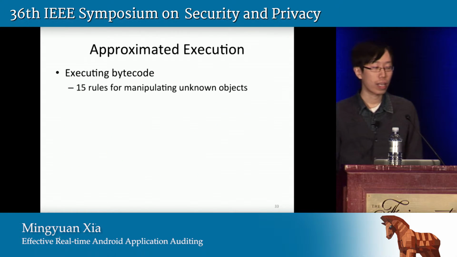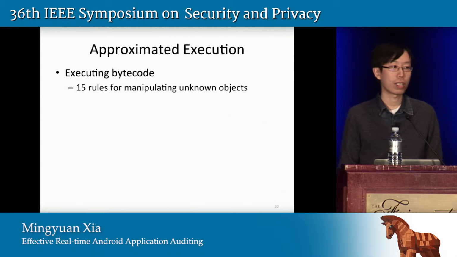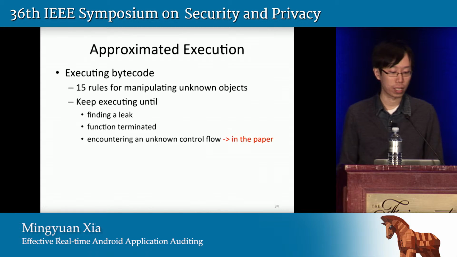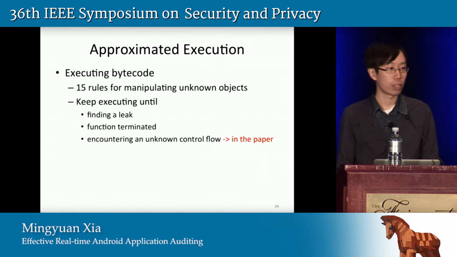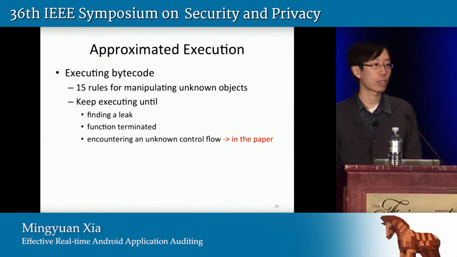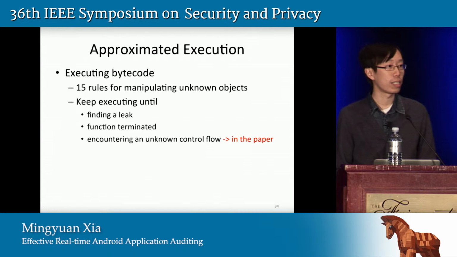So the approximated execution, as I showed you, looks like it's at the source code level, but it's actually running bytecode, and has 15 rules for manipulating the unknown object representation we have proposed. It keeps executing until it finds a leak and reports it, or the function is terminated with no leaks, or it encounters some unknown control flow conditions, and the details can be found in the paper.